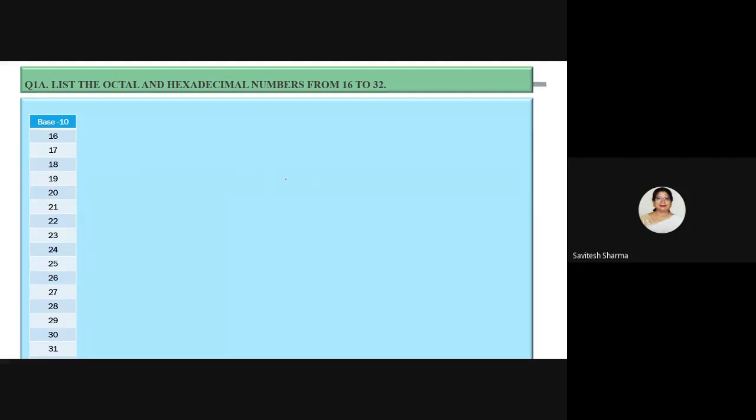So first you have to see what is the equivalent of 16 in octal. How can you write the 16 in octal? Anyone please tell me. If it is in the decimal and I want to write the equivalent in octal, what was the procedure? What was the procedure?